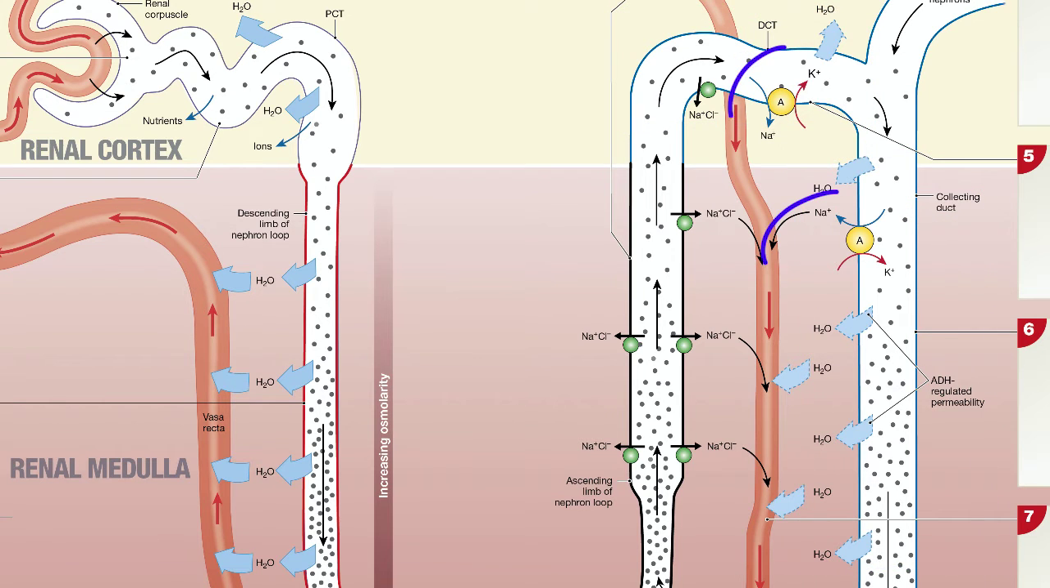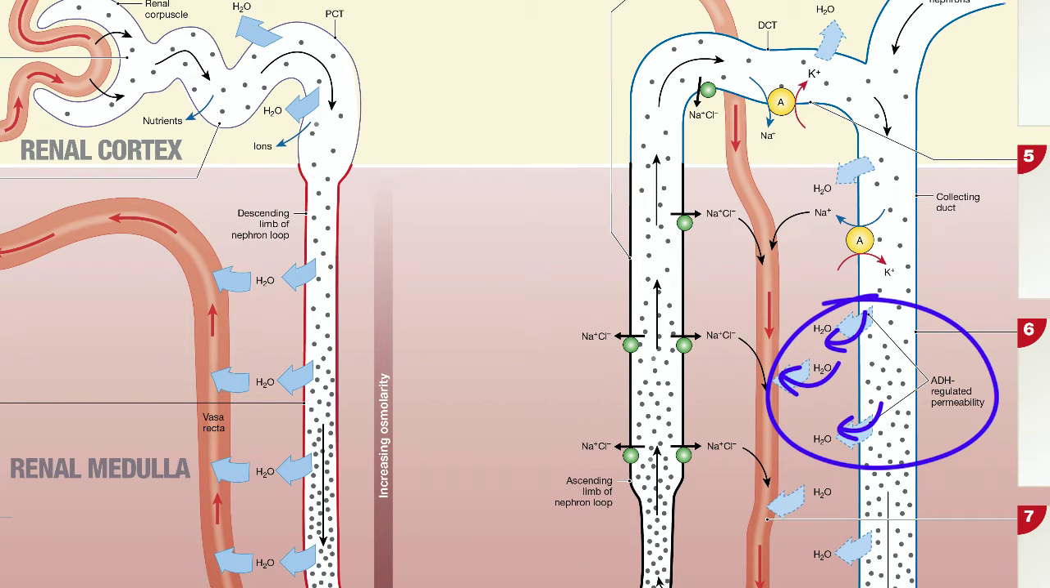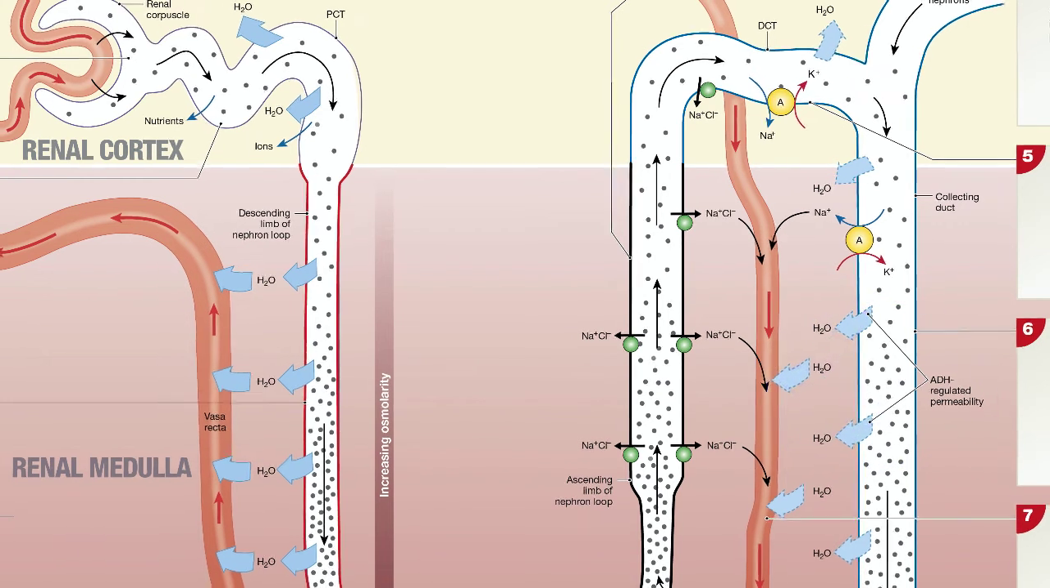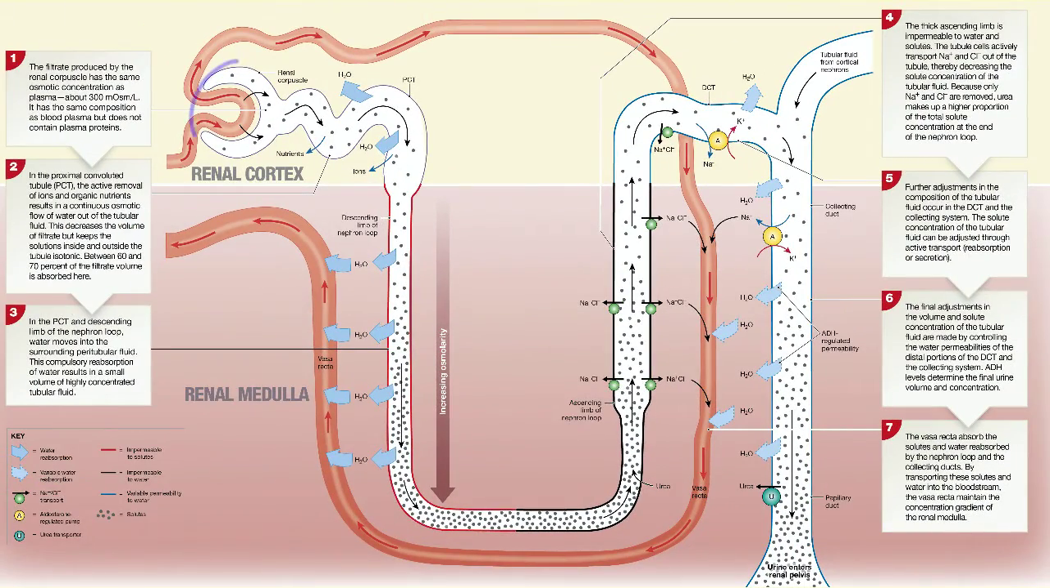As aldosterone levels rise, more sodium ions are reabsorbed and more potassium ions are secreted. As ADH levels rise, more water is reabsorbed, resulting in a more concentrated tubular fluid. In summary, kidney function begins with the formation of filtrate in the renal corpuscles.